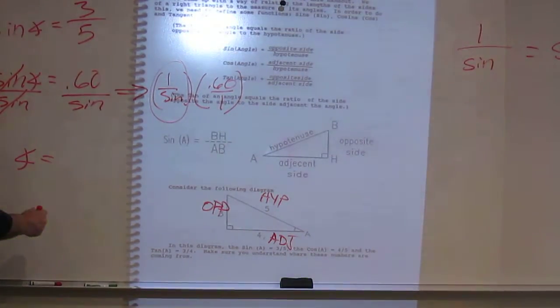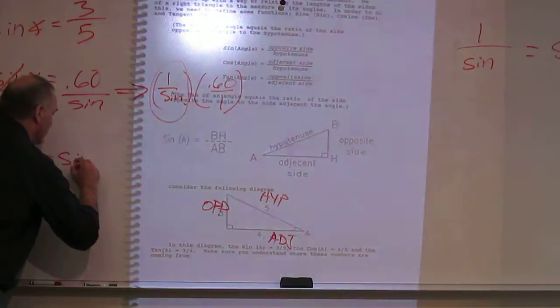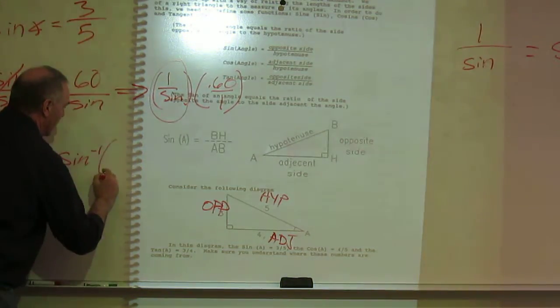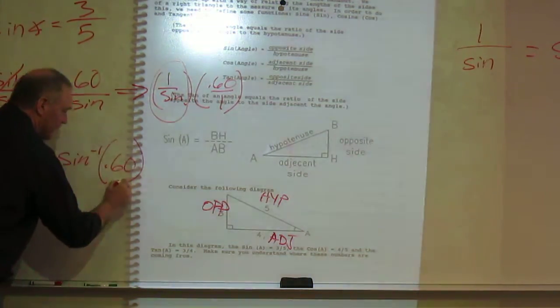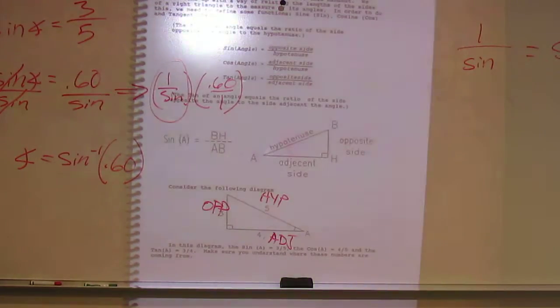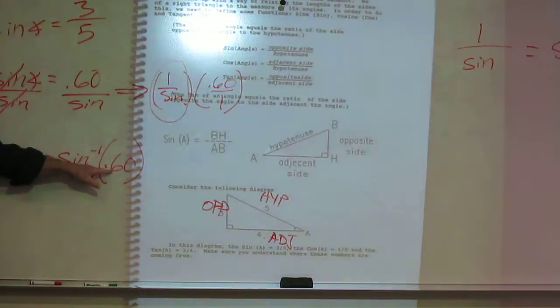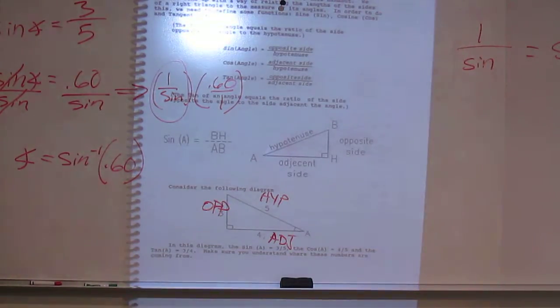Okay, so what we're going to write this equation as is sine to the minus 1 of 0.60. And all that's saying is I'm going to take 0.6 and divide it by this sine function. Now, once we get to this point, we're ready to go to a calculator and do what I call plug and chug. Okay, we're going to enter our data and get an answer.